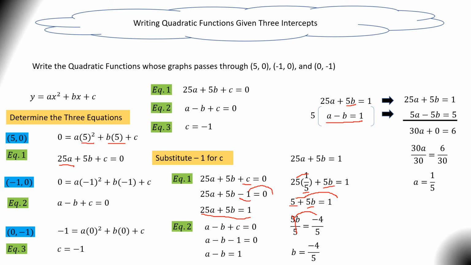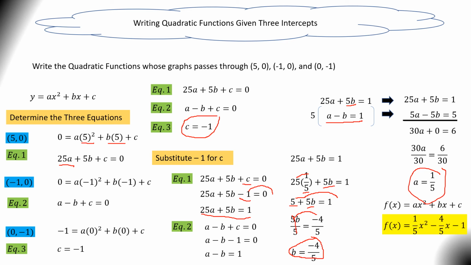So, may value na tayo ng c, which is negative 1. a is equal to 1 over 5 and b is equal to negative 4 over 5. So, by substituting, f of x is equal to ax squared plus bx plus c. f of x is equal to 1 over 5x squared minus 4 over 5x minus 1.